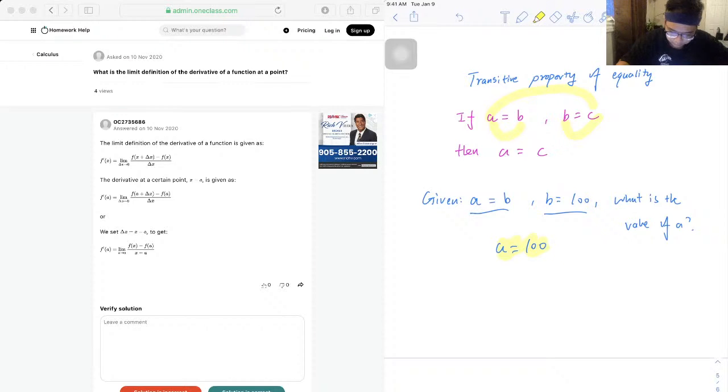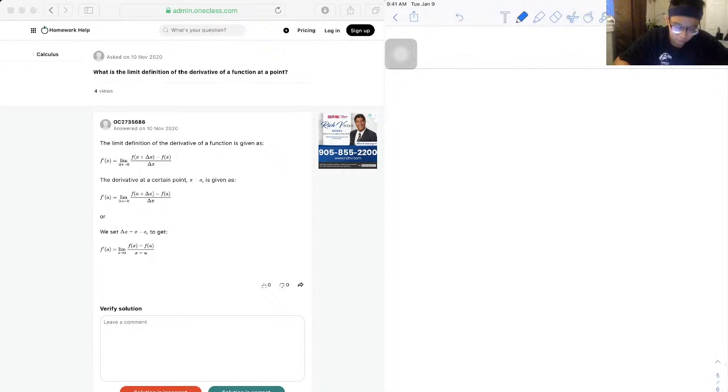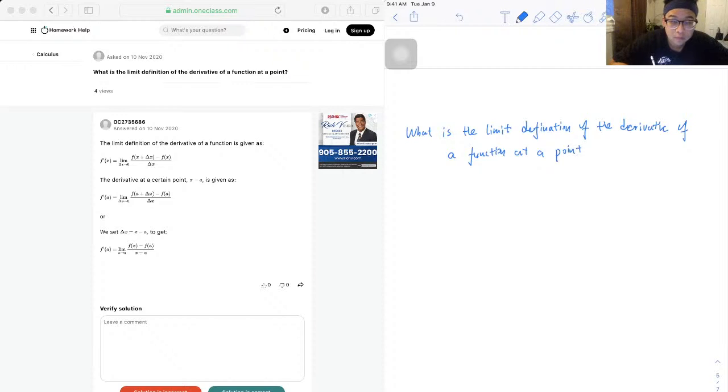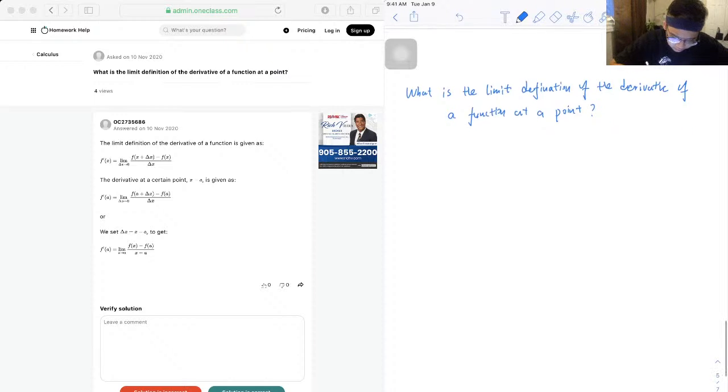All right, so coming up, we are asking: what is the limit definition of the derivative of a function at a point? Okay, so the derivative of a function is given by the limit definition.